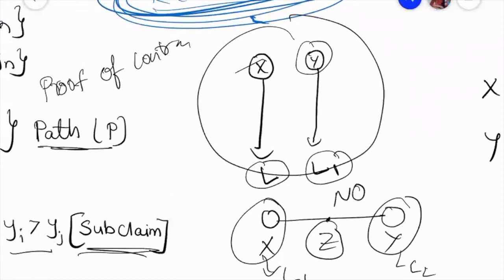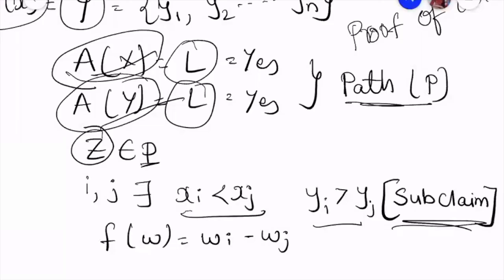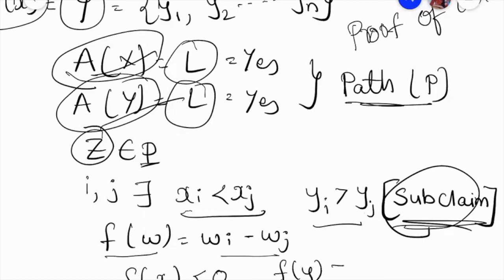So let's get back to our proof. Now we have understood the subclaim. For the proof's sake, consider a function f of w equals wi minus wj. If we apply this function to the X and Y instances, then f of X will be less than 0, because our Xi is less than Xj. And f of Y will be greater than 0, because our Yi is greater than Yj.